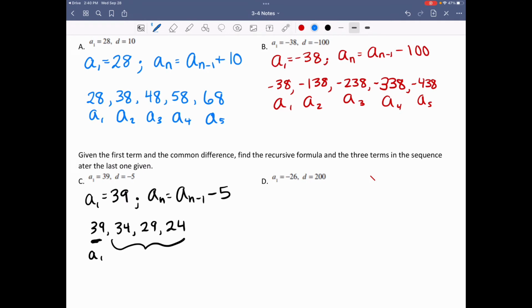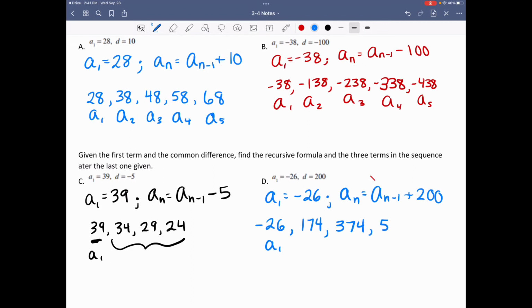Same idea on this next problem. A sub 1 is equal to negative 26. So A sub n is equal to A sub n minus 1. That means the term before plus 200. If we are at negative 26, and that is our first term, A1, and we add 200 to it, because we're adding 200 to a negative, we actually are subtracting, so it will really be 200 minus 26, which is 174. And then we're adding 200 to that, so since they're both positive, we just add: 374, 574. And those are the next 3 terms.